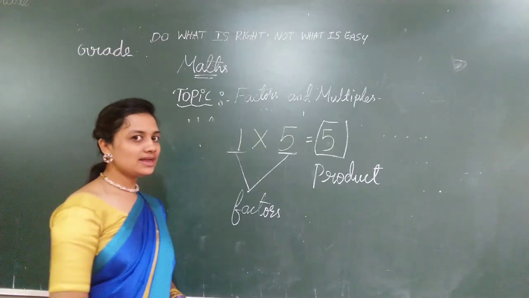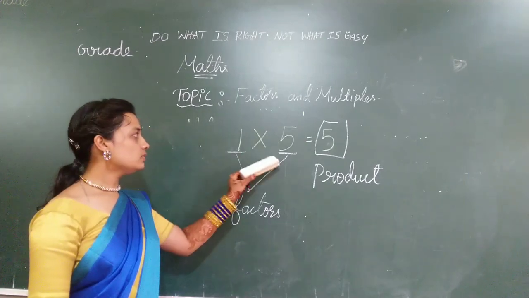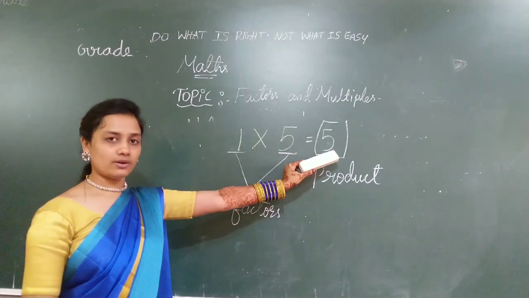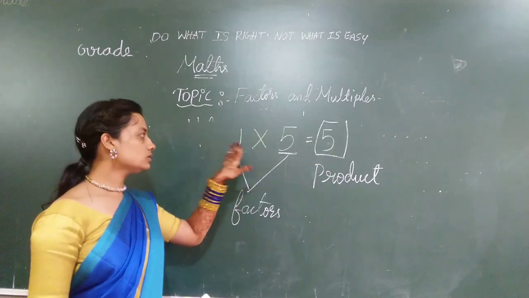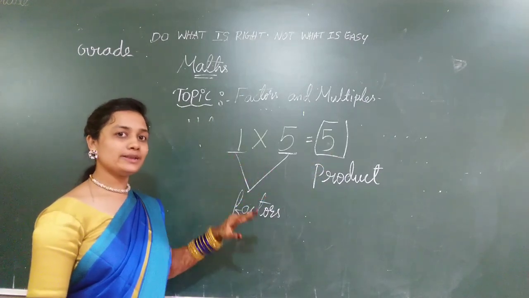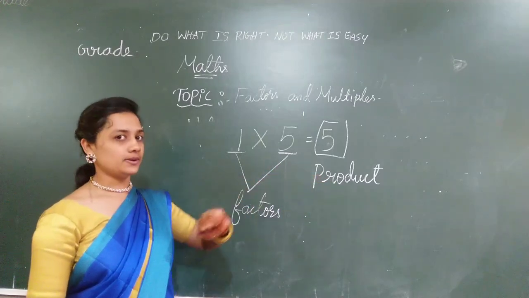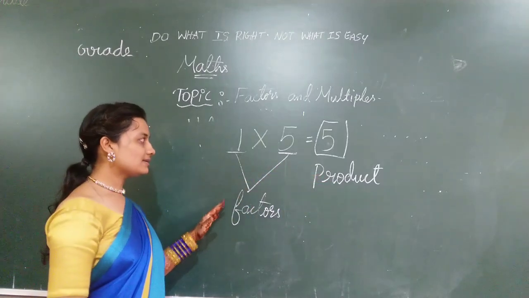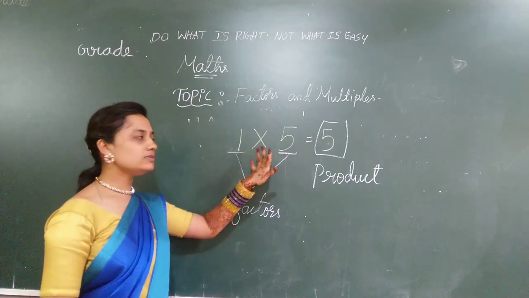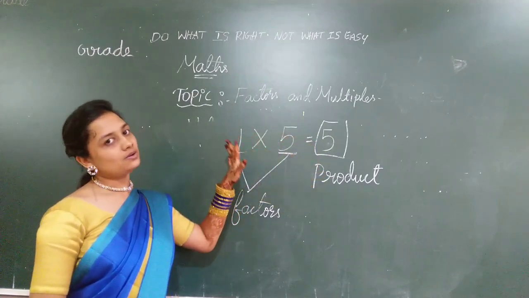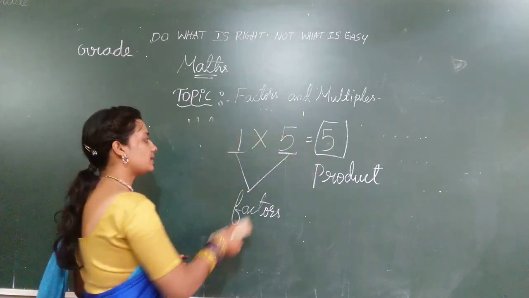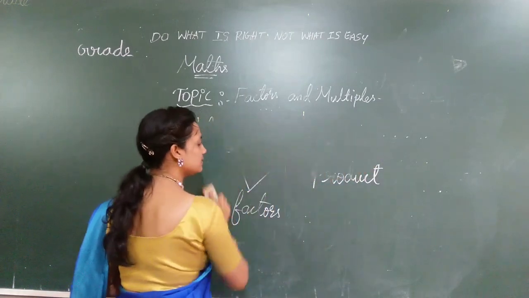So what do you understand? Numbers which multiply and give the product. Those two numbers which are getting multiplied are called factors of the product number. Okay? So factors are the numbers which give a product. Understood this? Now let's go and learn some more.